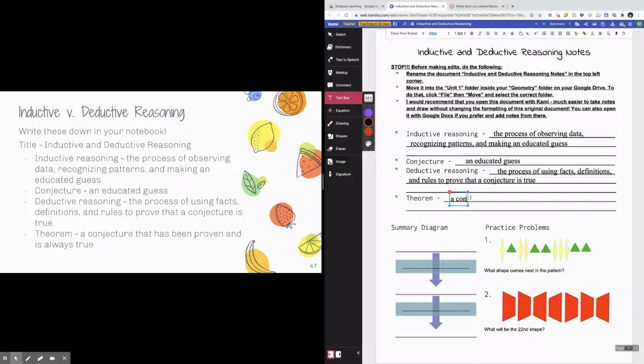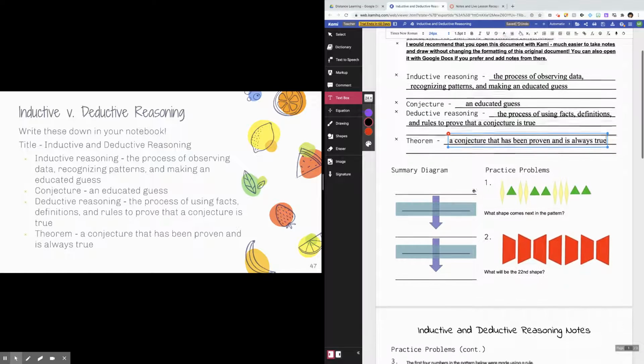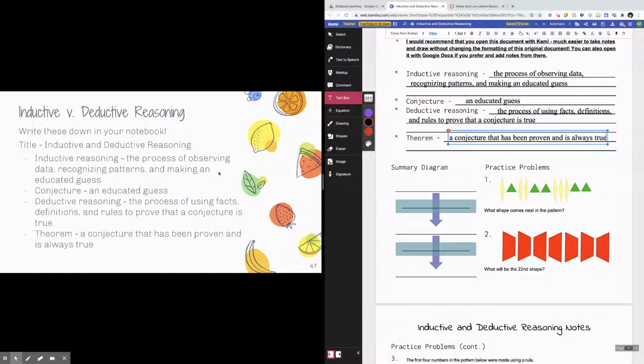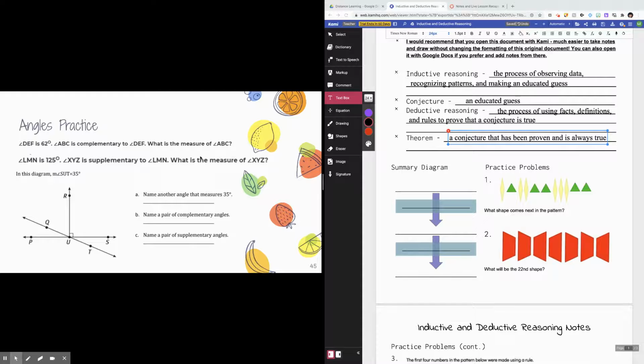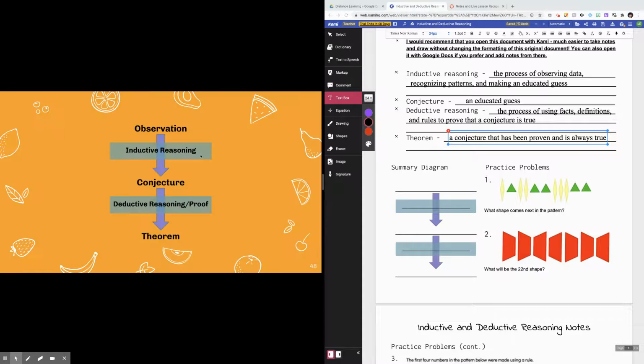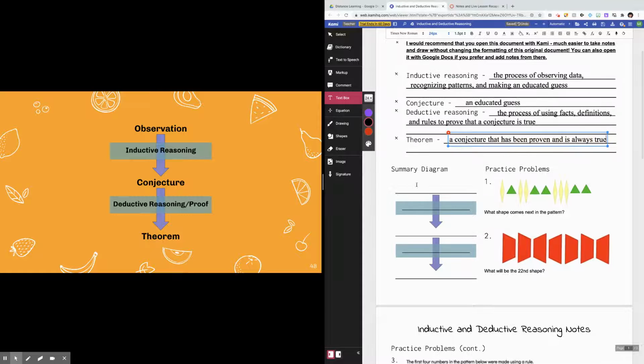So a theorem is a conjecture that has been proven and is always true, no matter what. And the cool thing is once you prove that a theorem is true, then you don't have to prove it again, and you can continue to use it. So the way that, whoops, I'm going the wrong way. Sorry, everybody.